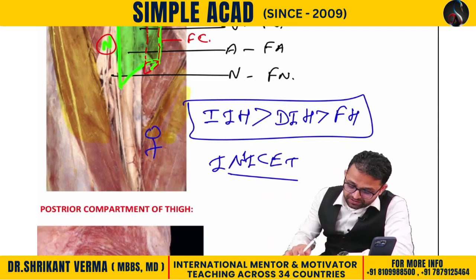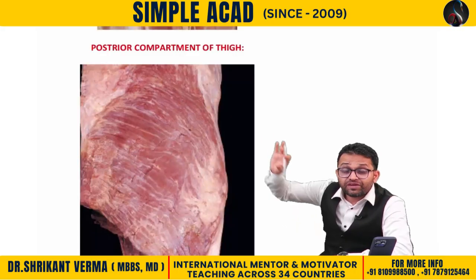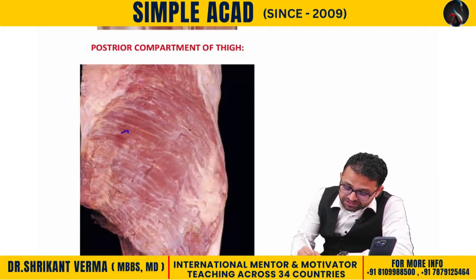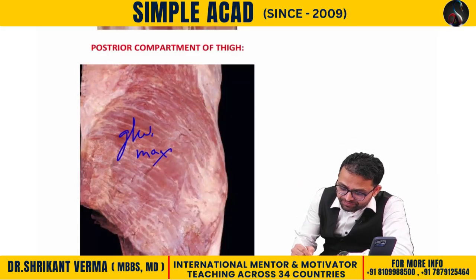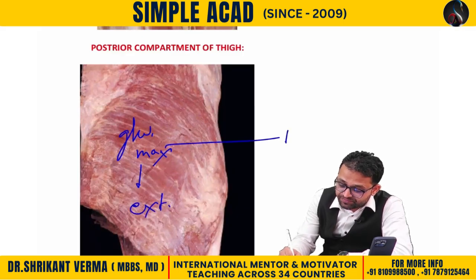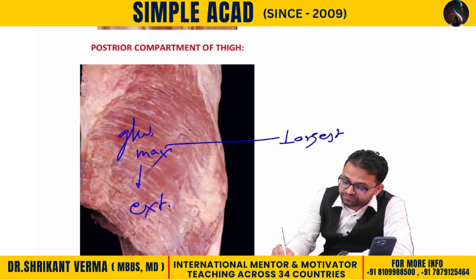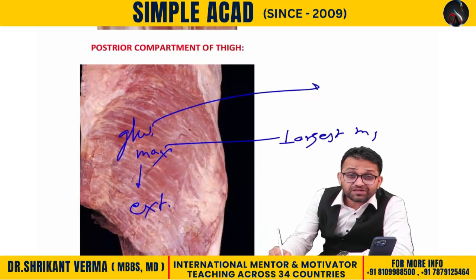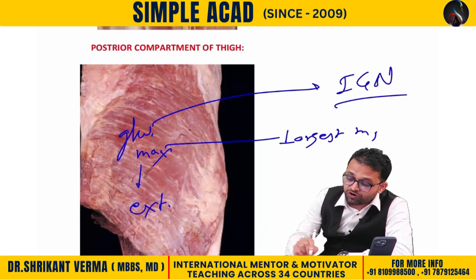Now try to understand further. When we are looking at the back side, there is one big muscle, the gluteus maximus. Remember, it is the chief extensor of our hip joint. Yes, it is the largest muscle of the body. What is the nerve supply? Remember, this is supplied by the inferior gluteal nerve, not the superior gluteal nerve.